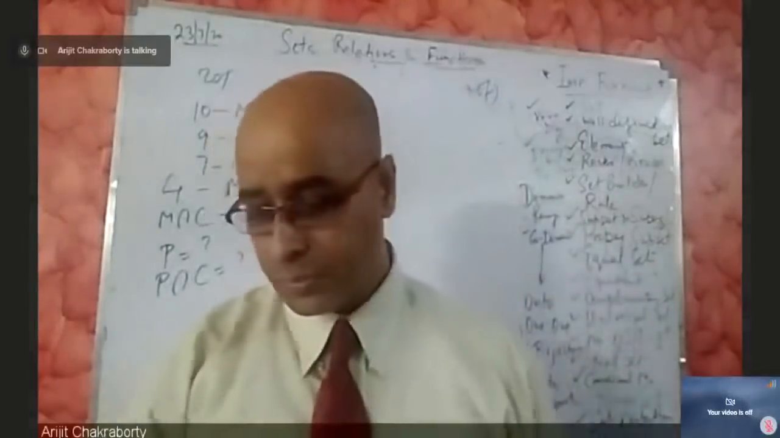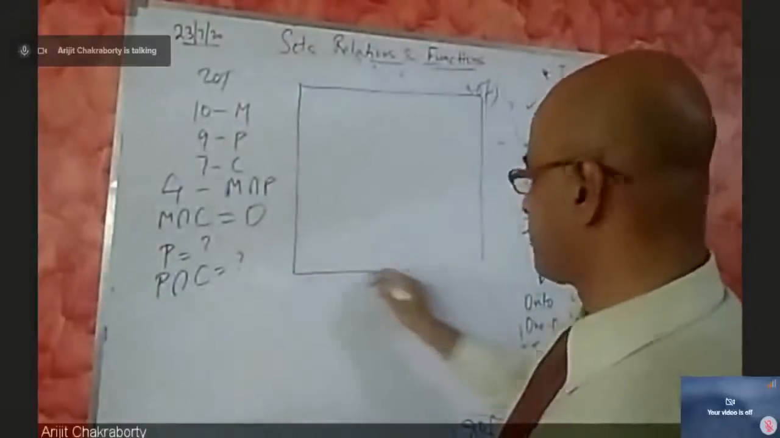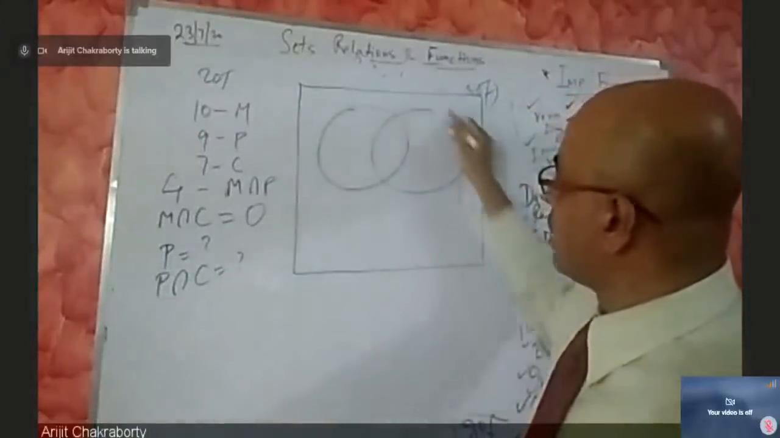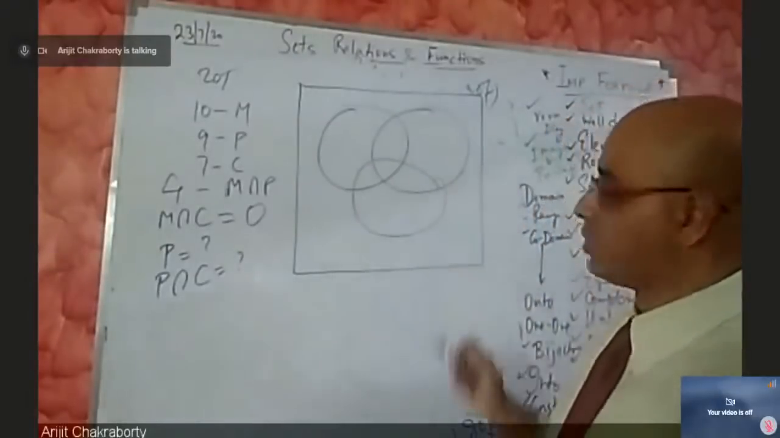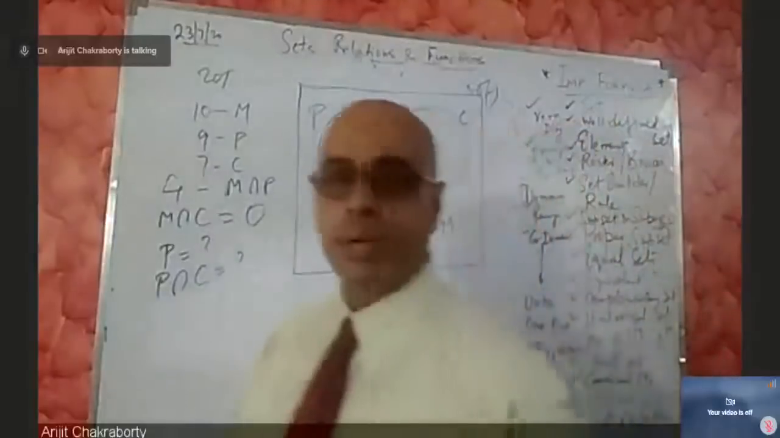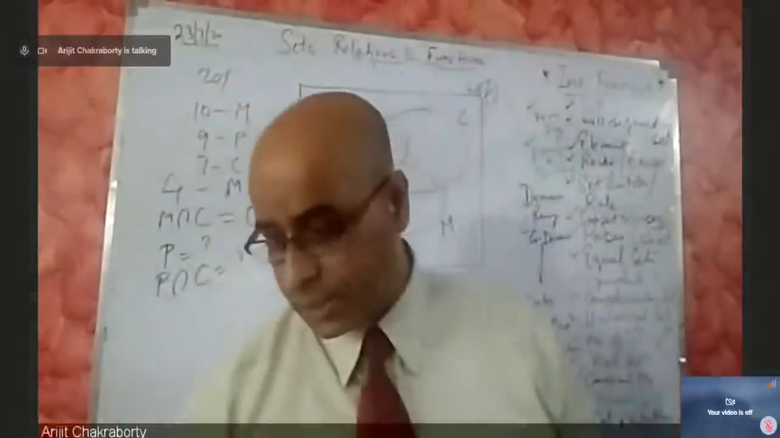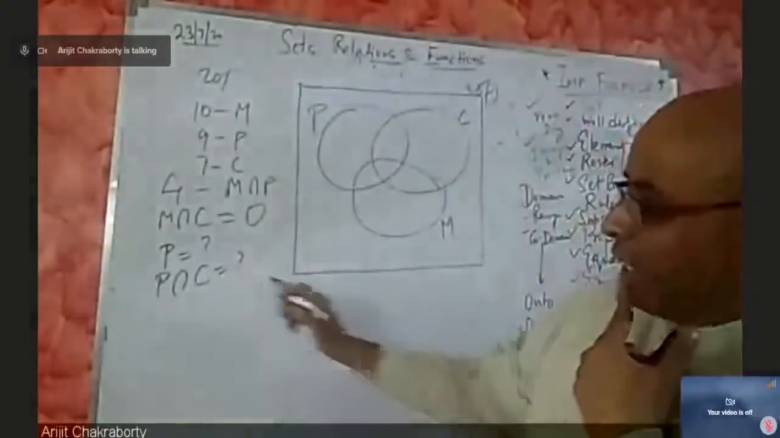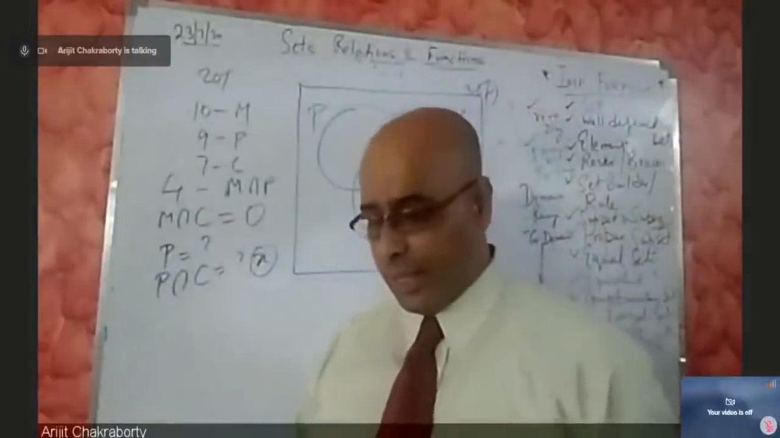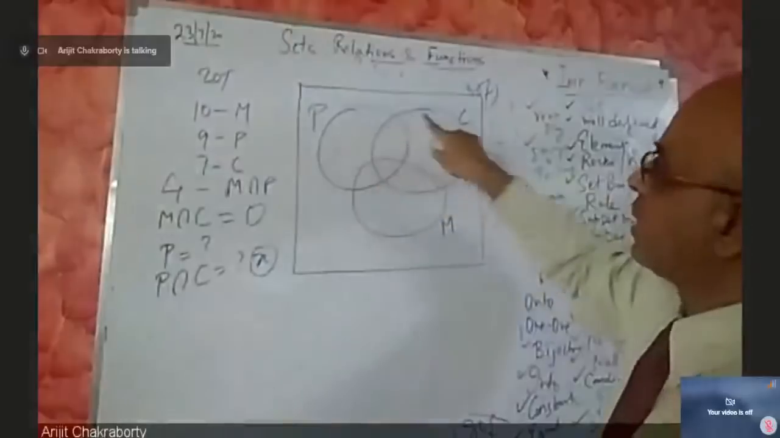So, what to do? Now, let's try and draw a Venn diagram. We have physics, chemistry and mathematics, so I draw one circle, another circle, and then another circle. Physics is P, chemistry is C, and mathematics is M. Three subjects, three circles. Now the question is, we have to find out P intersection C, how many teachers are teaching both physics and chemistry. So let it be X. P intersection C is assumed to be X.